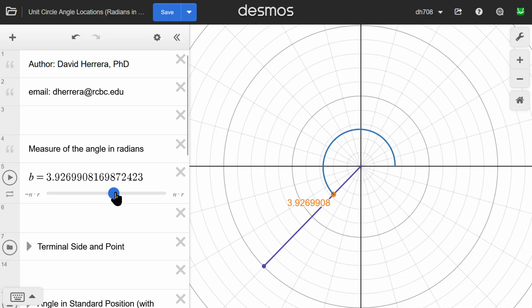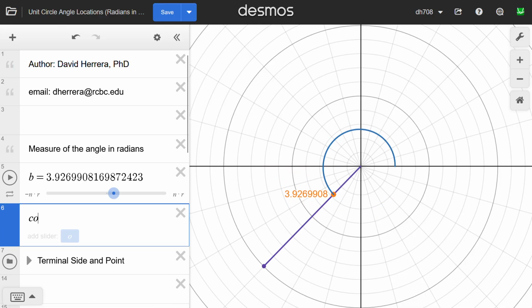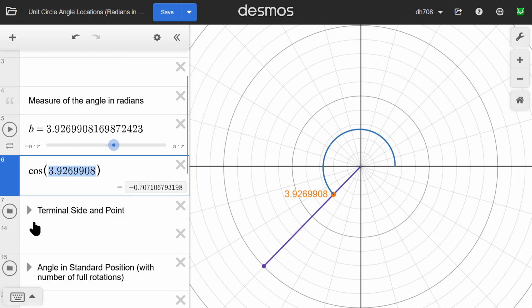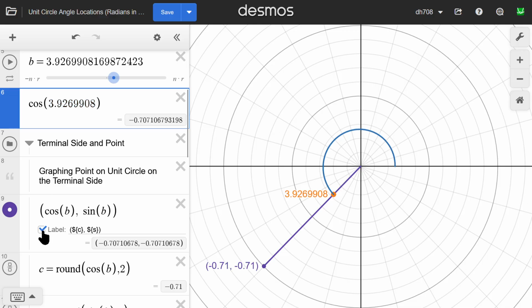So in particular, if I just throw something random down, and I say, what is the cosine of 3.9269908? That's this, negative 0.0707. And if you actually recognize this is negative root 2 over 2. Because this angle right here, if you think about it, is actually going to have a reference angle of 45 degrees. And this is because it's in radian mode. So this is a radian angle, and the cosine is the x-coordinate. If I go over and look at the terminal side and I click show me the coordinates, that is the negative 0.71, 0.707.